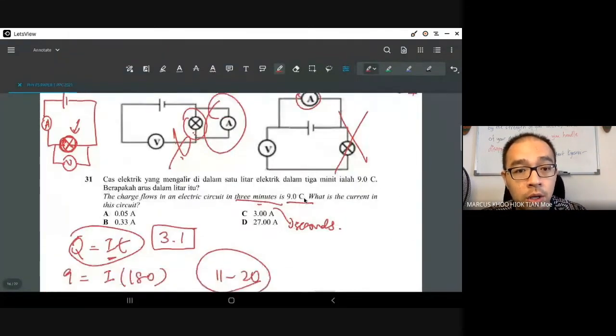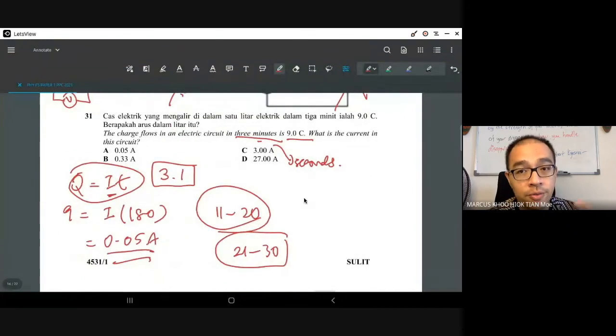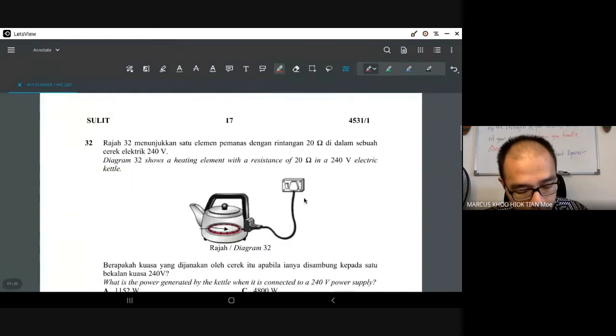Okay, so again, just to remind you, breaking it up into sections helps you to know which chapters you should focus on first, in whatever study plan that you have lah, for physics. All right, let's continue.